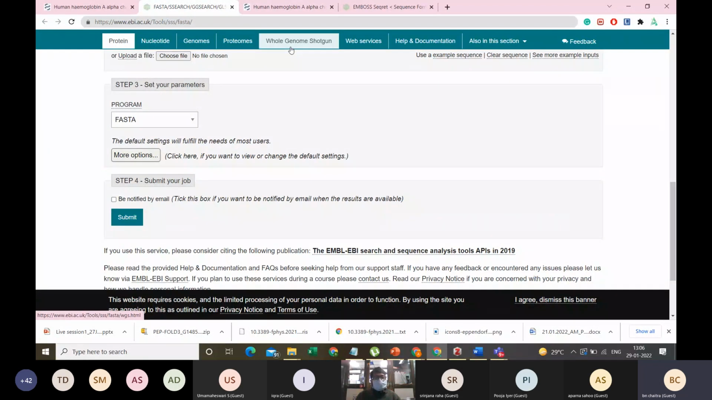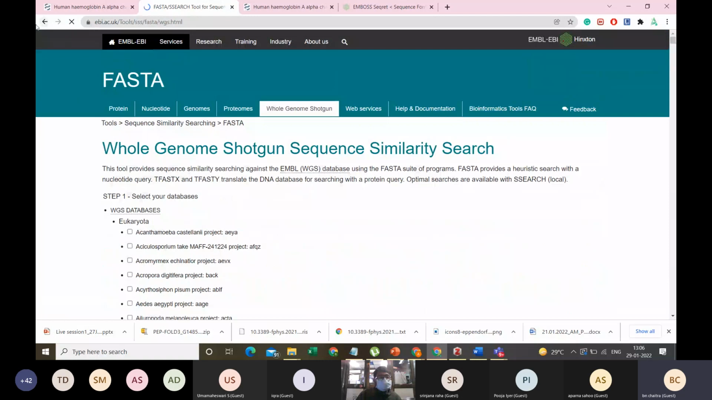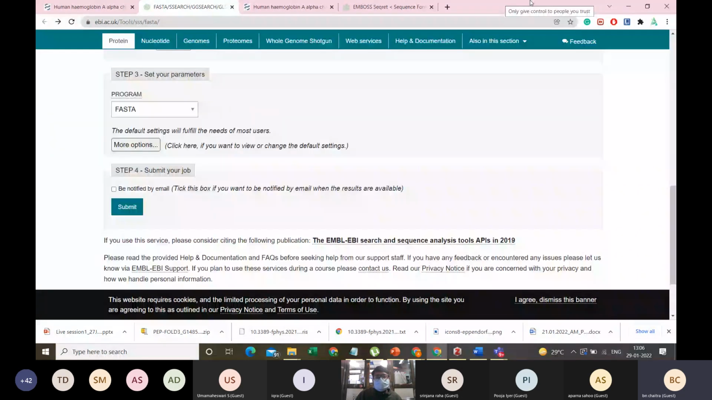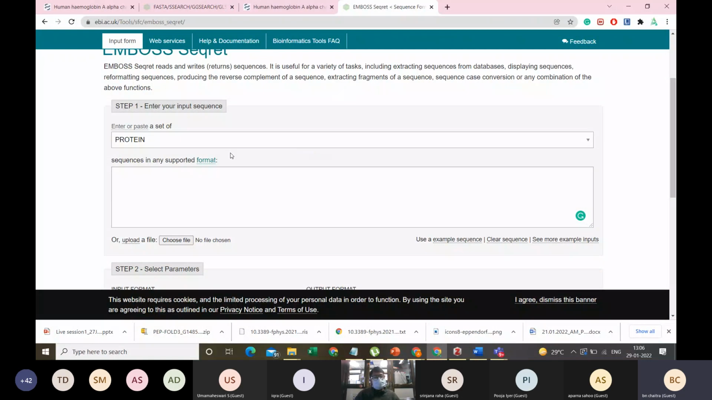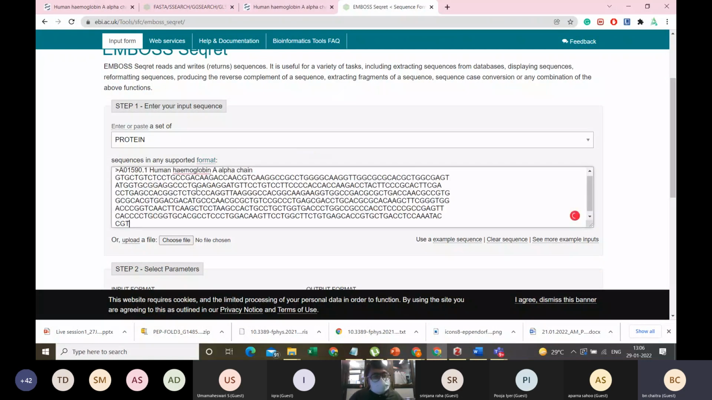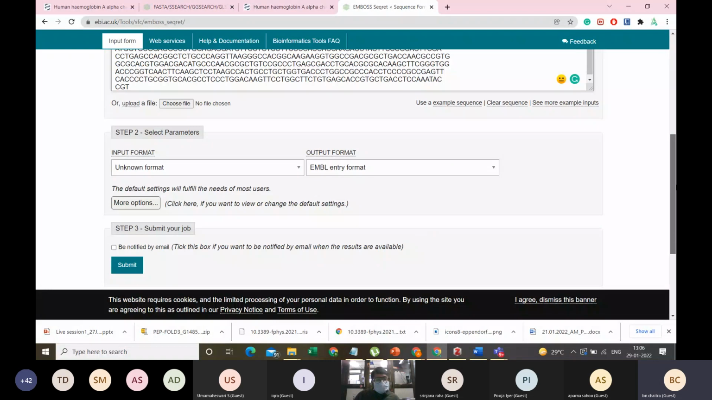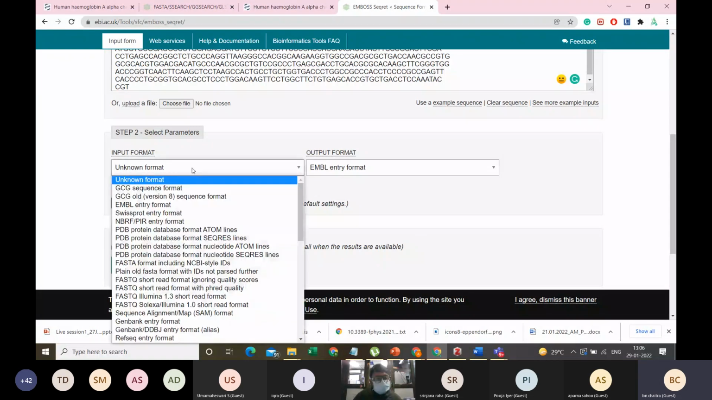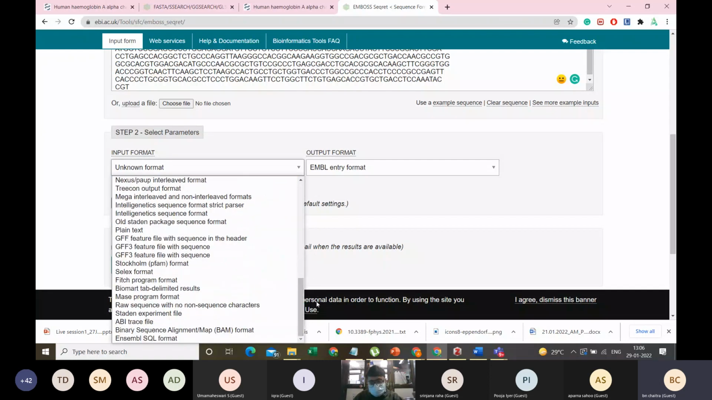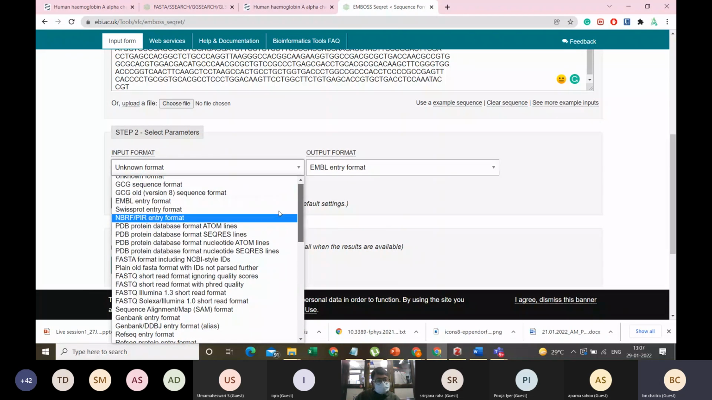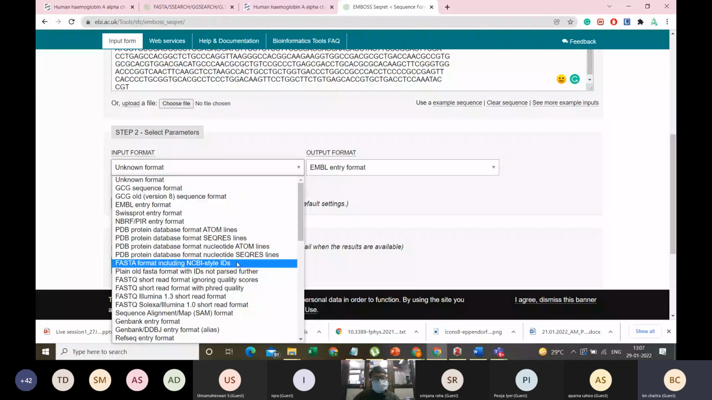Just remember that the FASTA format contains the greater than sign, short description, accession number, and the sequence. Now we want to convert it. If the input format is not unknown, you can see this many formats exist in total in bioinformatics. So we will choose here FASTA format including NCBI style ID.